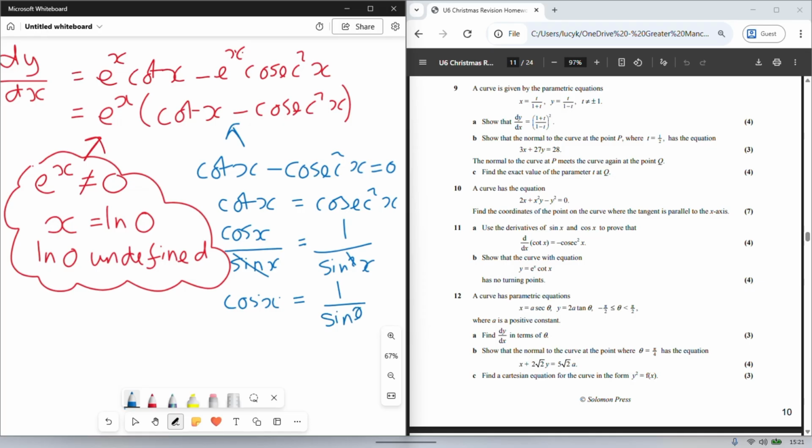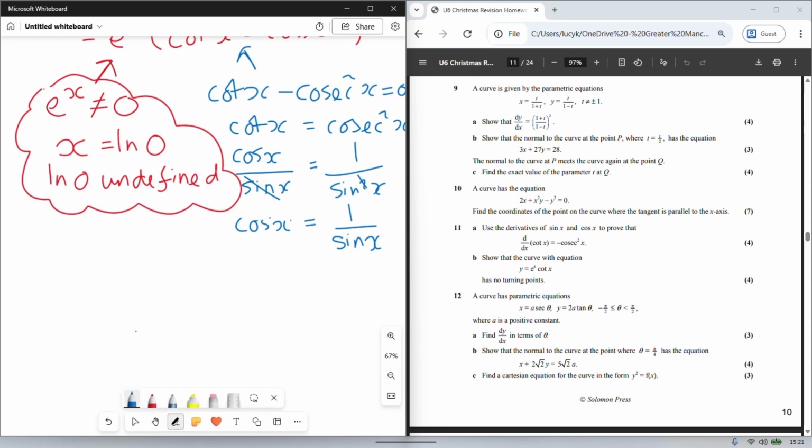Let's get all the coses and sines together, because I'm hoping you might recognize this form from somewhere. If I rewrite that, we get cos x sine x is equal to 1. Now you might want to consult your formula booklet to think about where we have seen cos x sine x before. You can get that from the double angle formulae.